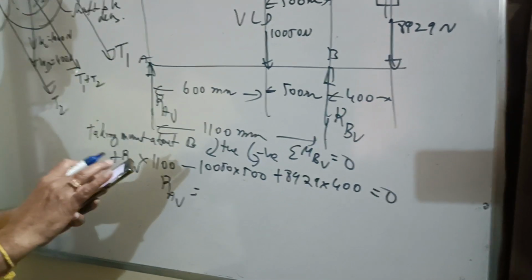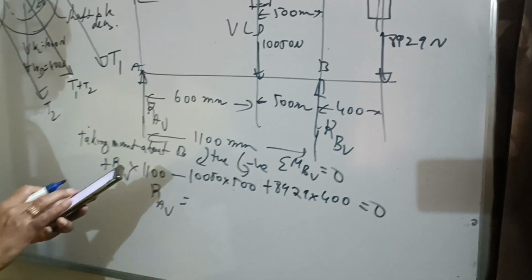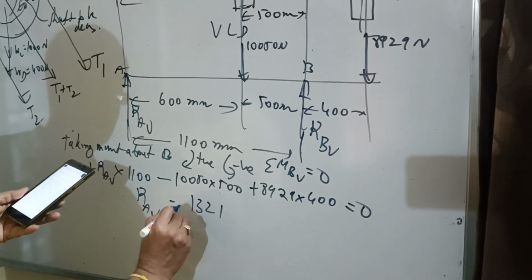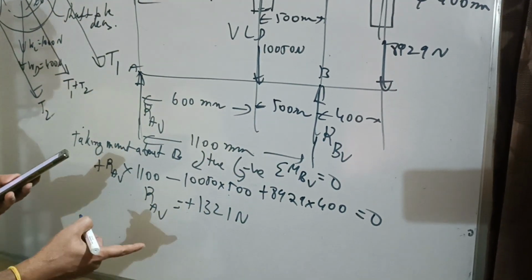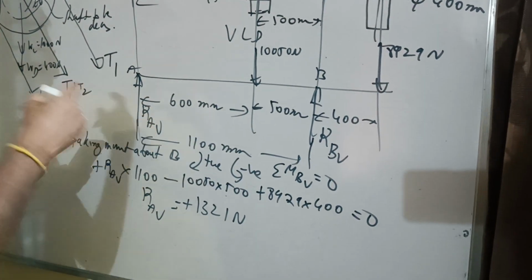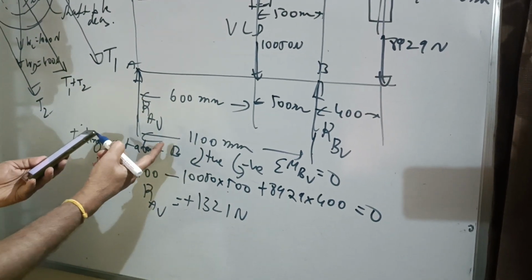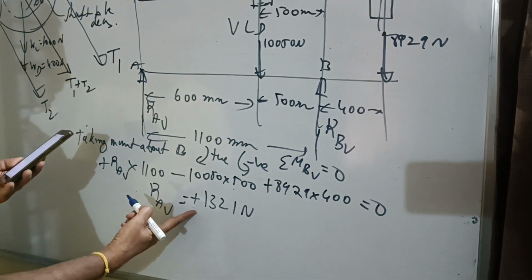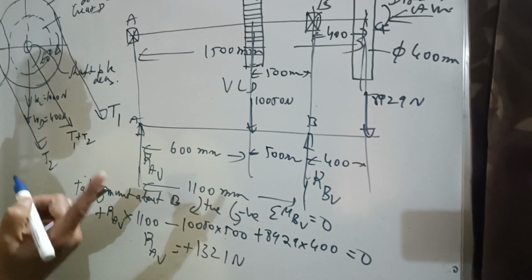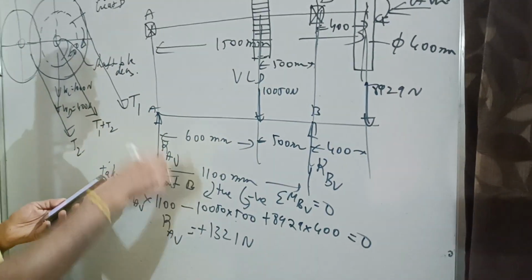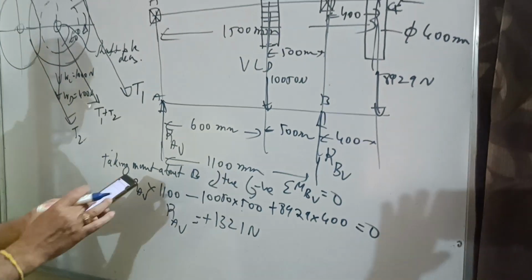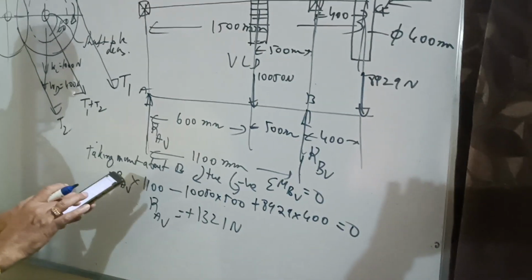Let me check it here. I think we have done that. RAV, I am getting 1321 Newton, that is plus only. Plus means whatever direction I have given here, I assumed initially, that is correct. I have assumed RAV acting in the upper direction. Because I am getting a positive sign here, the direction is okay. Suppose if I get a negative value here, then we have to change the direction. Because in this case we are getting a positive value, we don't have to change the direction. So RAV will remain upper.